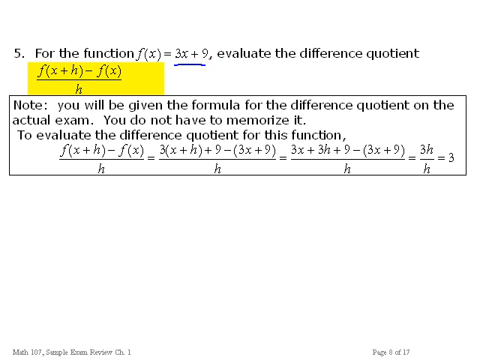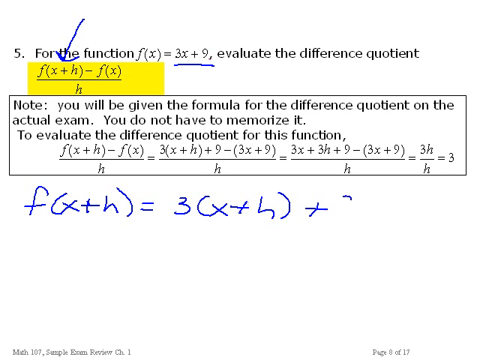You're given f of x here, so the first term is f of x plus h. Now in function notation, that means every place there's an x, I have to put x plus h. So this is 3 times x plus h, plus 9. Then work out the algebra of this: 3x plus 3h plus 9. Okay, that's all you can do there.